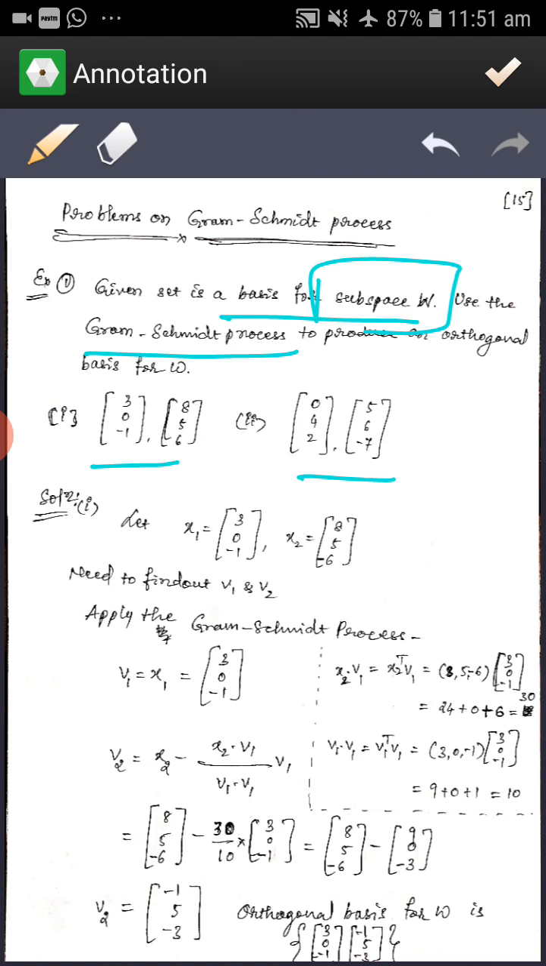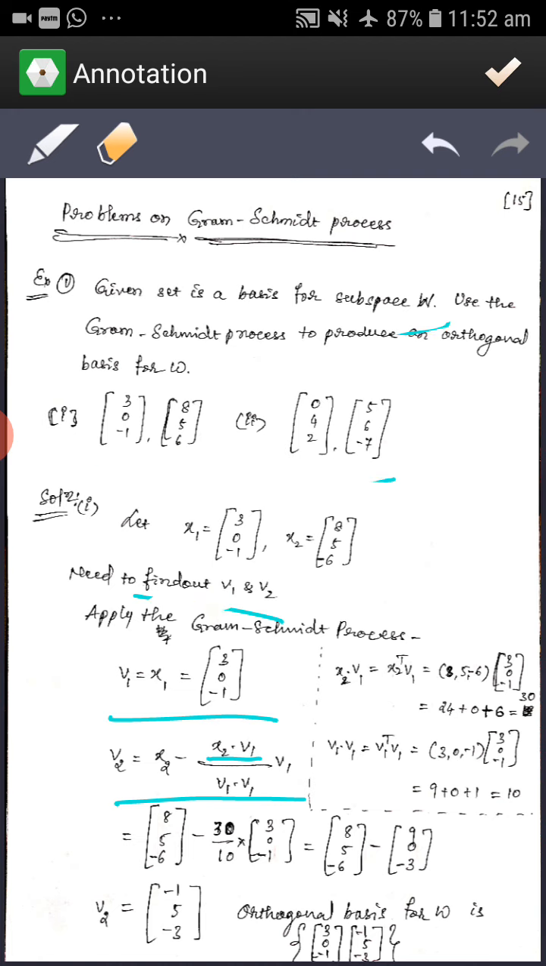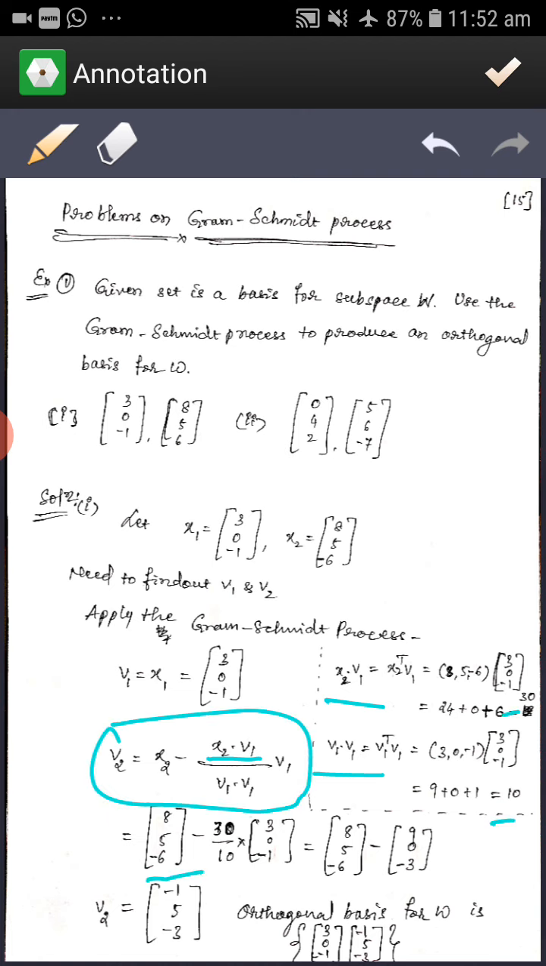So here x1 and x2 are given, so we need to find v1 and v2, the orthogonal vectors. As I said, the first vector will remain the same, v1 equal to x1. Then v2 is equal to x2 minus (x2 dot v1 divided by v1 dot v1) times v1. So for that we need to calculate x2 dot v1, and similarly v1 dot v1. After calculating both values we substitute in this equation. So x2 we know, x2 minus the term, and after substituting and performing the multiplication, we will get v2.